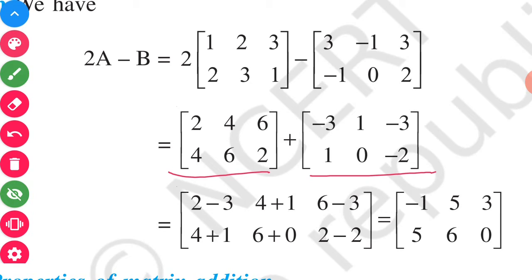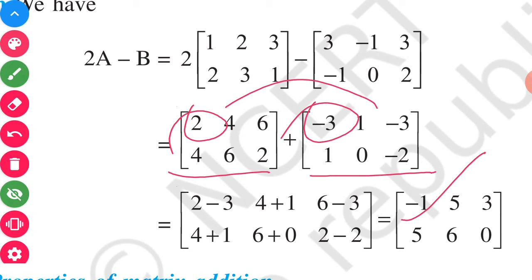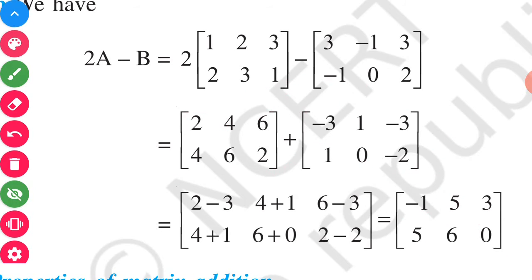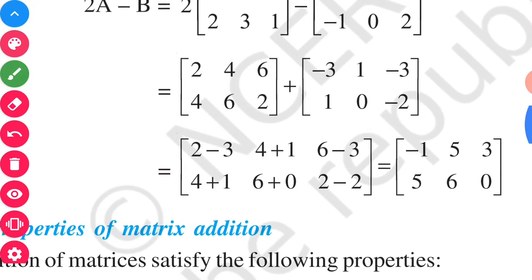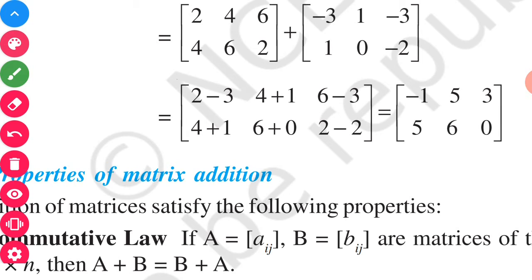Now we know how to add these two. Adding these two means we have to add the corresponding elements. So 2 minus 3 is minus 1, then 4 plus 1 is 5, 6 minus 3 is 3, 4 plus 1 is 5, 6 plus 0 is 6, and 2 minus 2 is 0. Understood? So this is the way we have to add the matrices. We have to multiply a given matrix by some scalar. We have to know how to subtract the matrices.